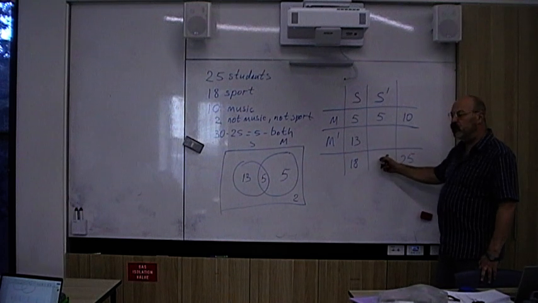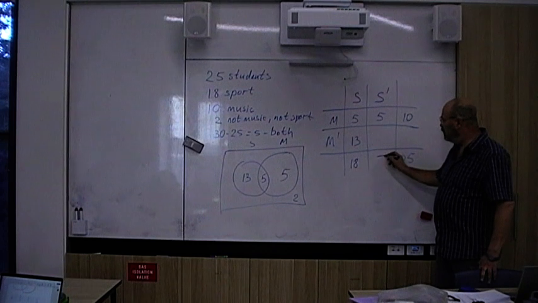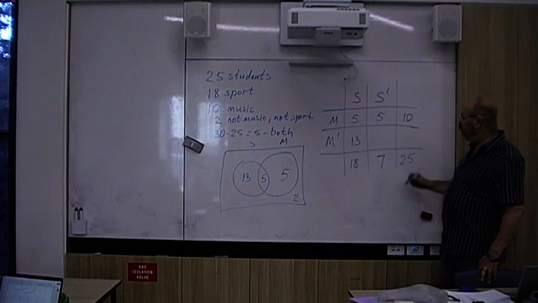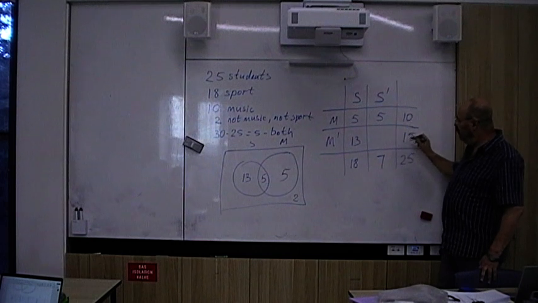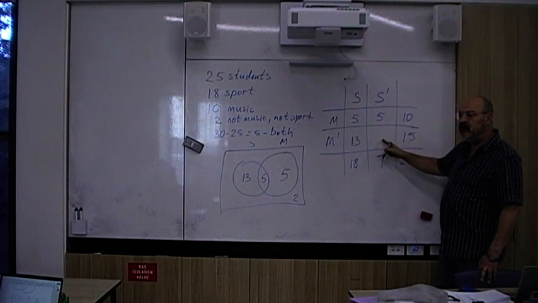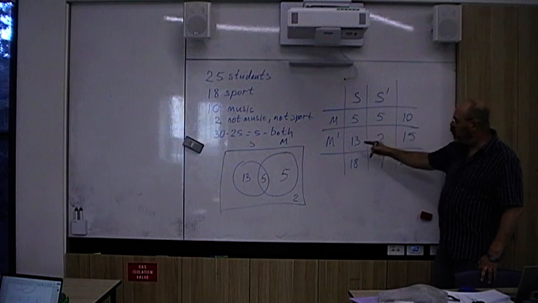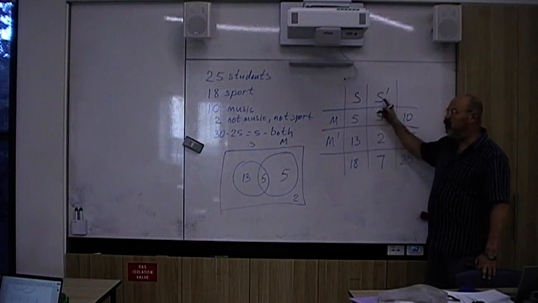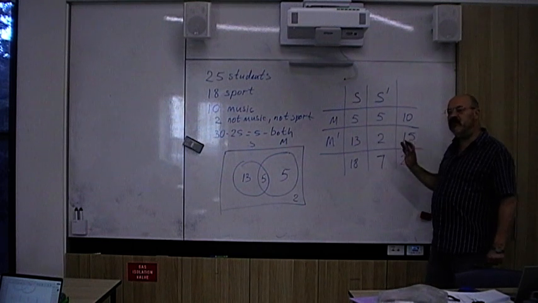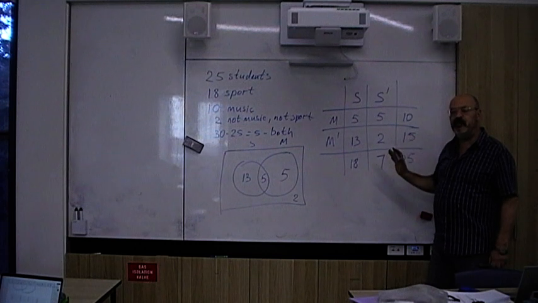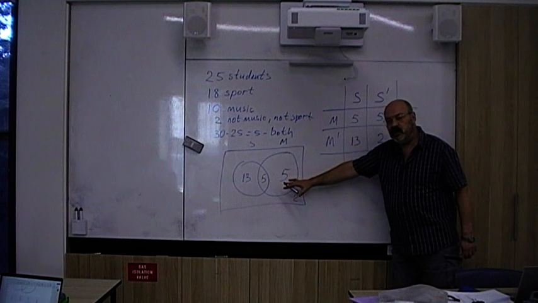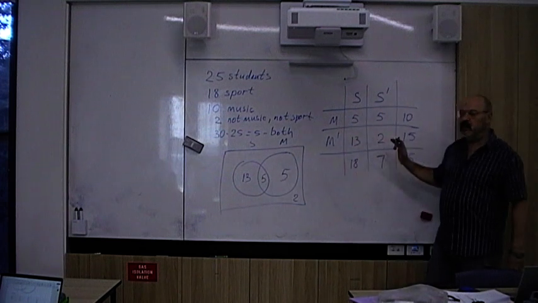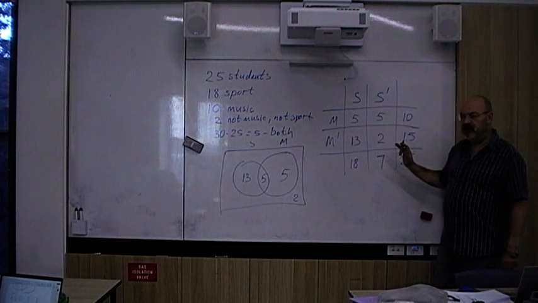So what number should be here? We have number 7, and this should add up to 25. So 15. And what should be here? 2. Those students are not doing music and not doing sport. This is called a probability table. We can present probability using a Venn diagram, or we can use a probability table.